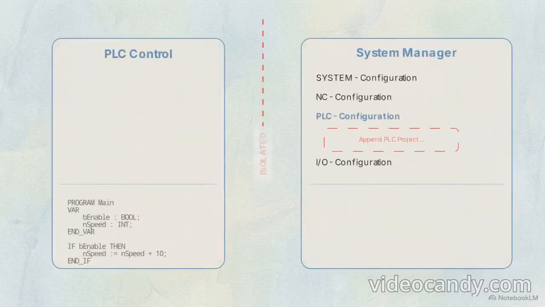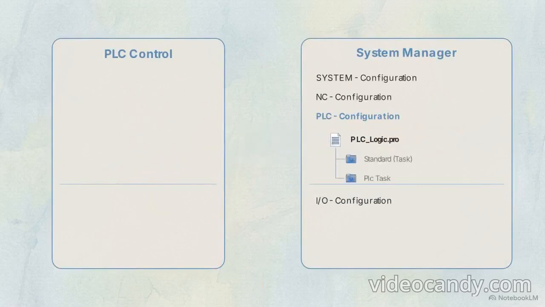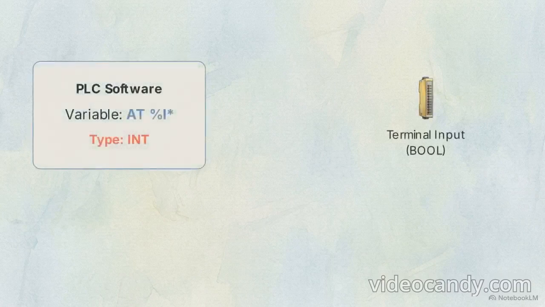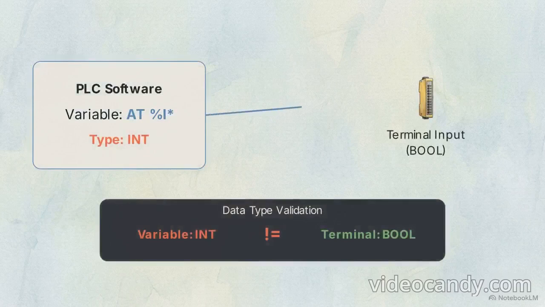Phase 3 is logic integration. The hardware is mapped, but it currently lacks any programmed instructions to execute. Returning to the UI split in TwinCAT 2, the raw code written in PLC control operates completely isolated from the hardware tree mapped in the System Manager. To bridge this gap, the saved PLC project file must be explicitly imported and appended directly into the System Manager's configuration tree. This variable configuration interface highlights the final allocation step, where the user actively links a specific terminal channel to a Boolean variable via the Change Link context menu.